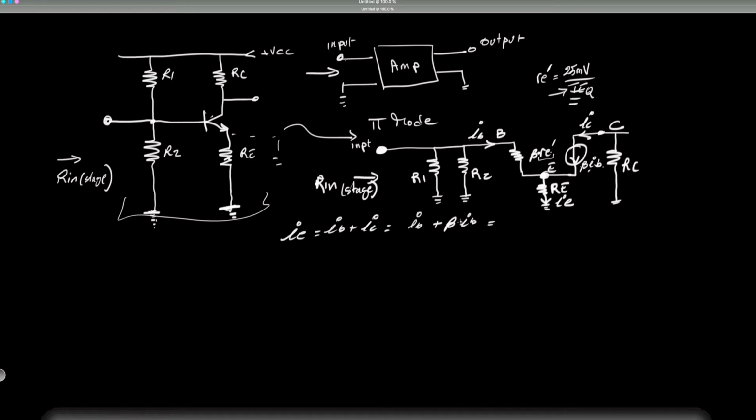Can I factor IB here? Sure. So IB times (1 plus beta). Can I approximate this as approximately IB times beta? You can do that if beta is much, much greater than 1. Okay? Here you add 1 to some large number and you're approximately at that large number. So this here is a good approximation of IE.